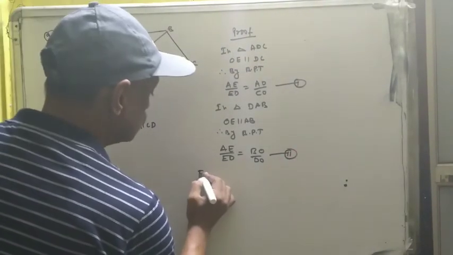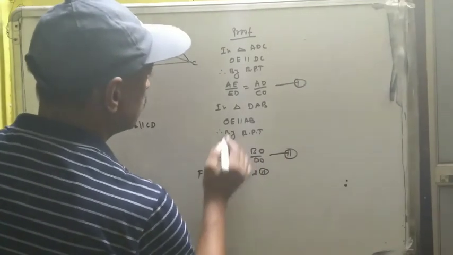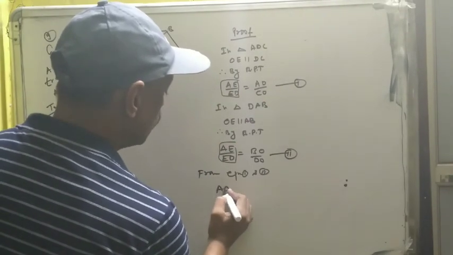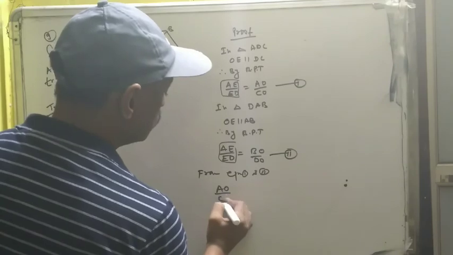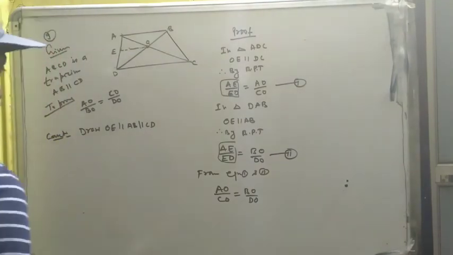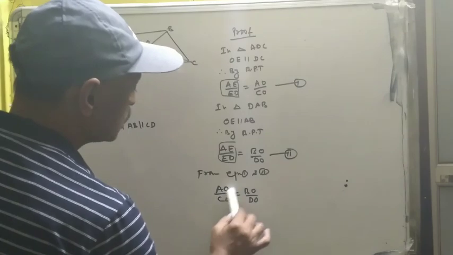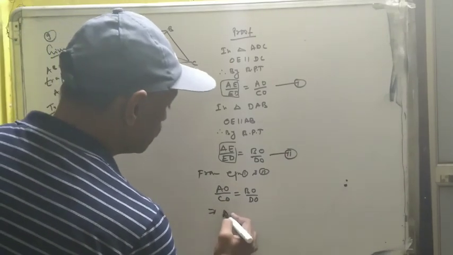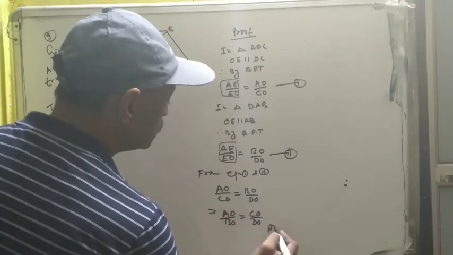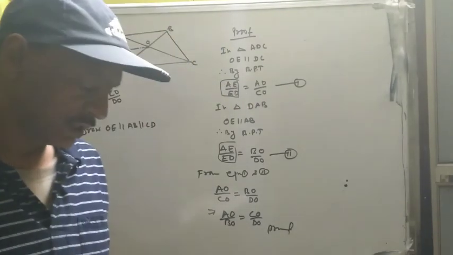So from 1 and 2, look here, left hand sides are equal. So we can write AO upon CO equal BO upon DO. So we have to prove AO by BO. So just transfer this BO here and CO there. One more line. AO upon BO equal CO upon DO. This can be written in this way. No problem is there. So we have done the question number 9.